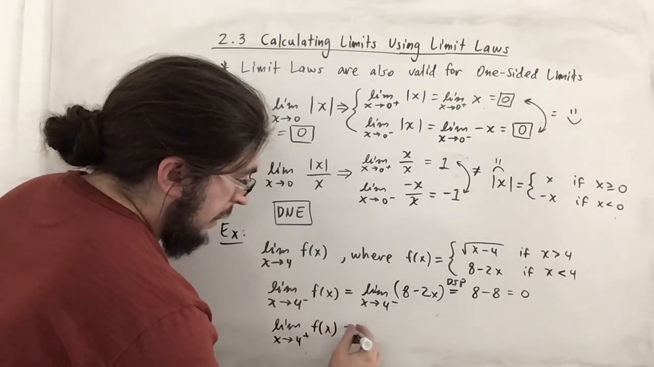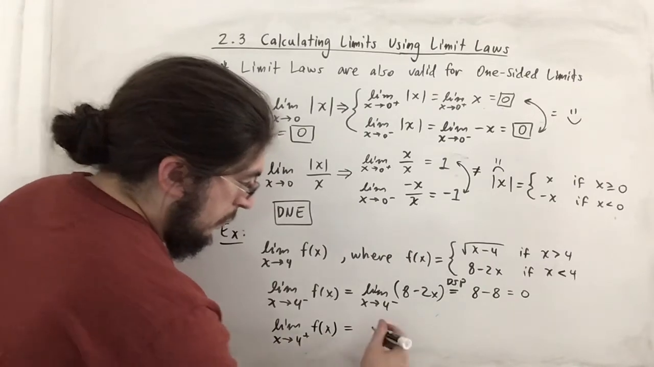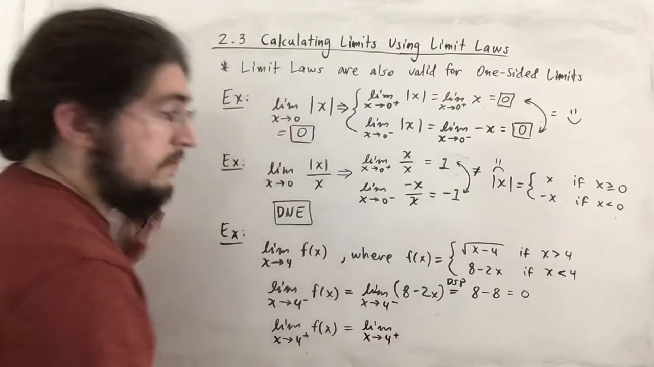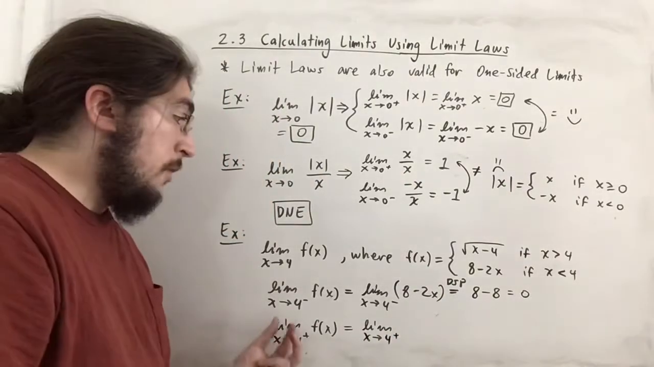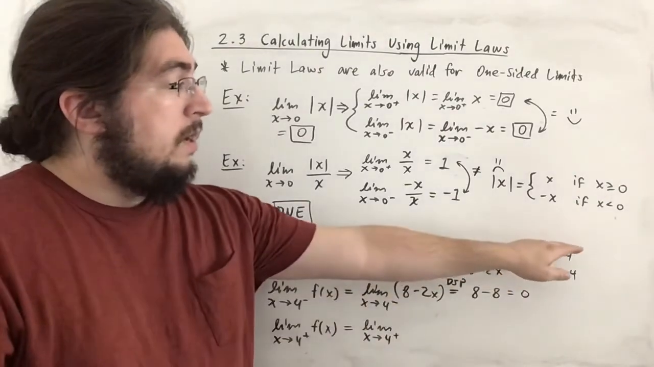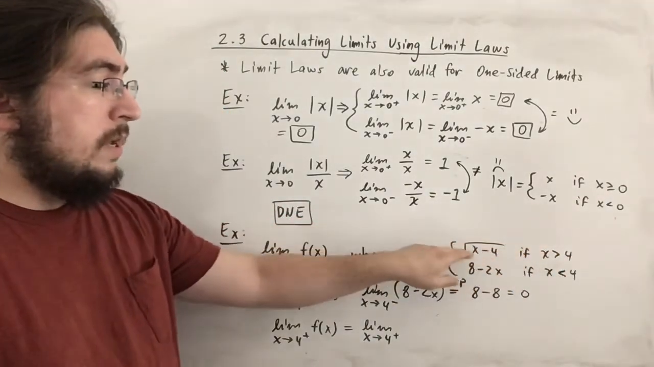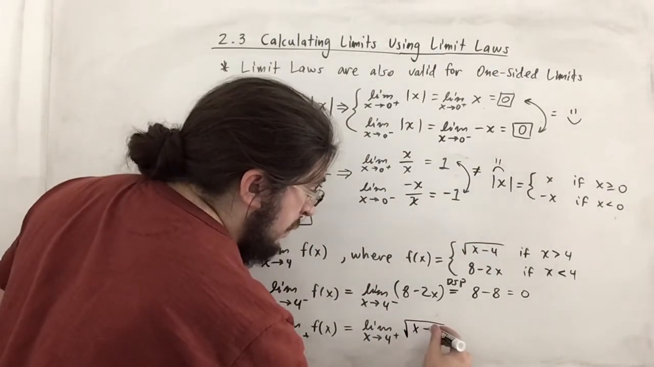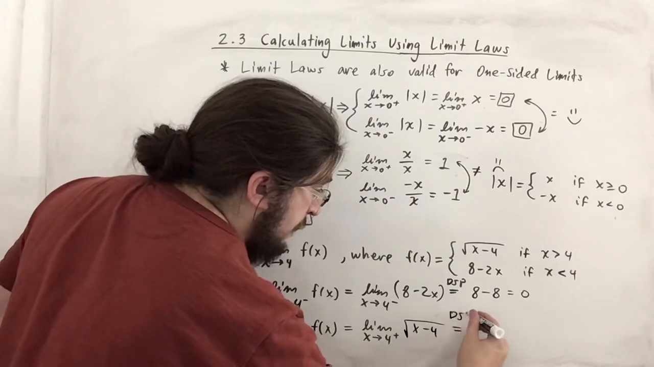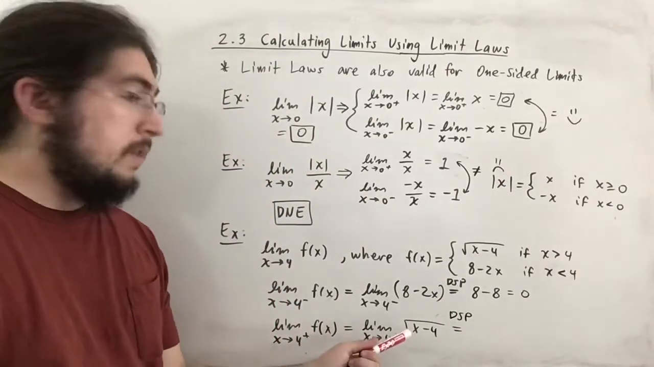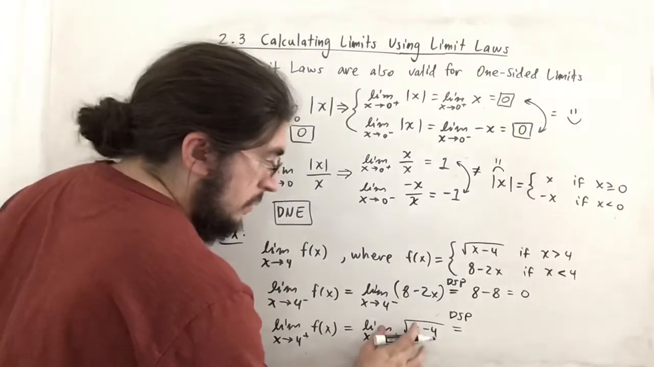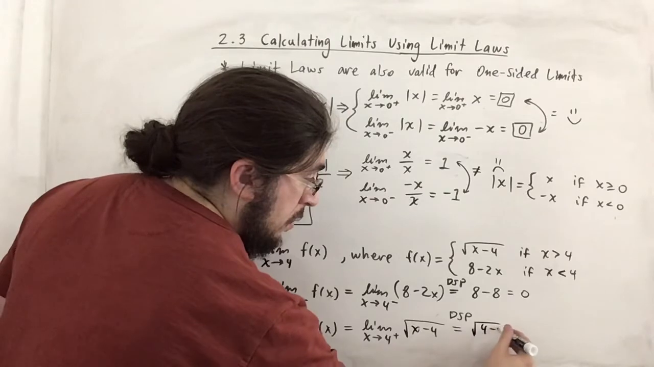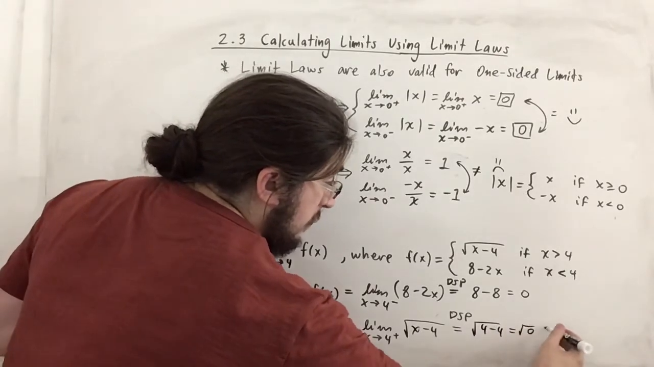Well, from the right, the limit as x goes to 4 from the right of f of x is equal to the limit as x goes to 4 from the right of, well, again, when we're approaching 4 from the right, we're plugging in numbers that are bigger than 4. And if x is bigger than 4, then we use f of x to be equal to the top expression, radical x minus 4. And then using DSP, we can plug in 4 directly, even though we're approaching from the right. So we'll get radical 4 minus 4, which is radical 0, which is of course 0 as well.